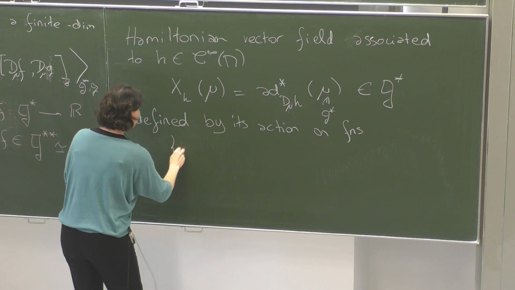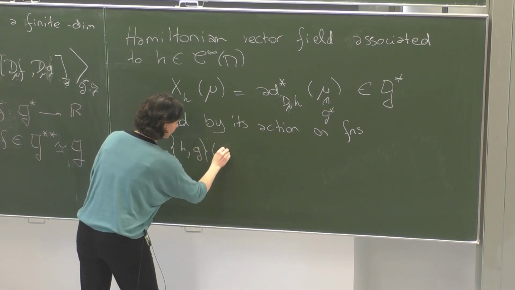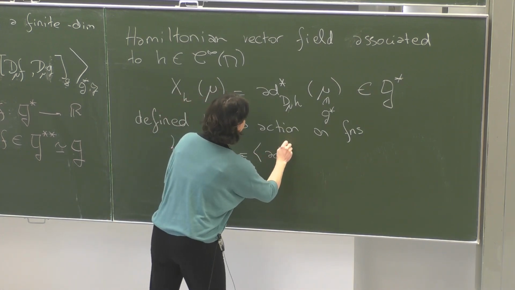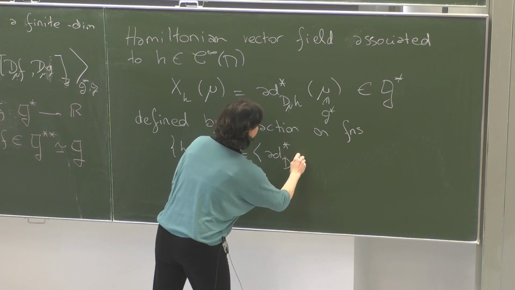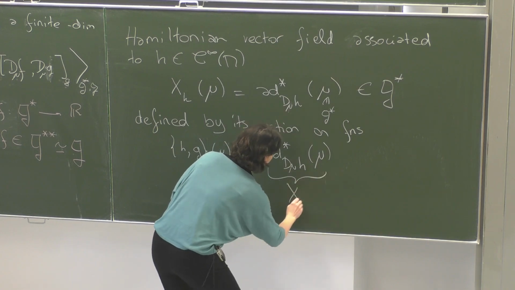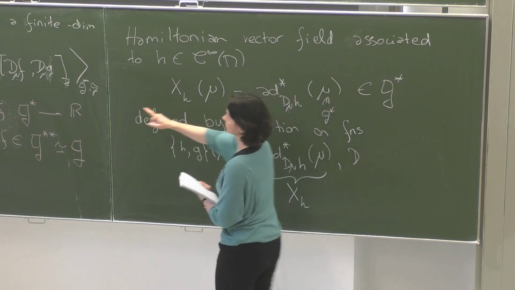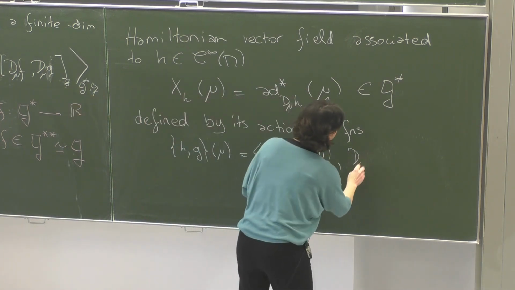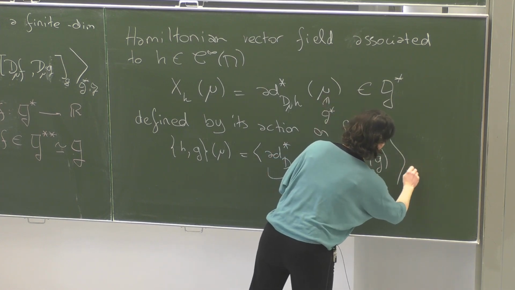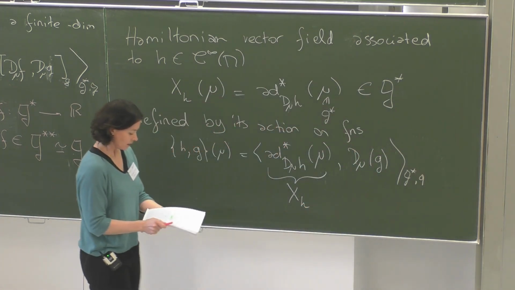So what we do is that we look at this action. I'll write it again because it has some consequences. This vector field, XH, is defined on the action on the differential of other functions. Here again, we take the pairing between G star and G.